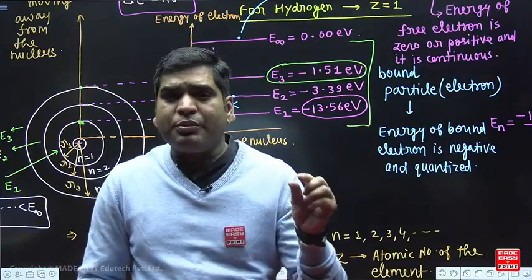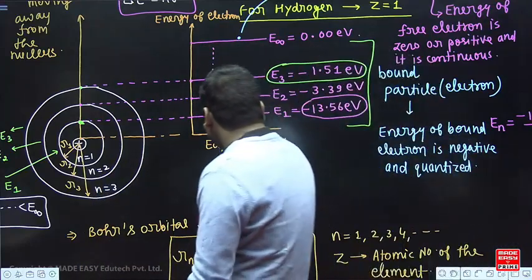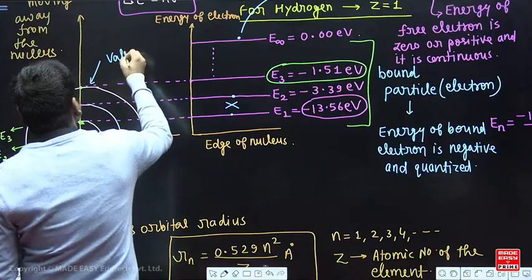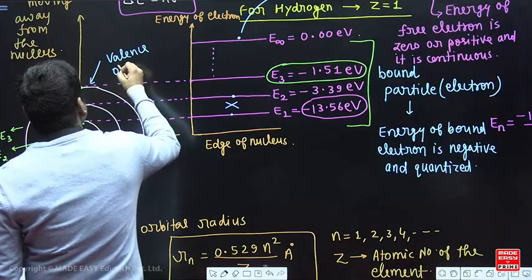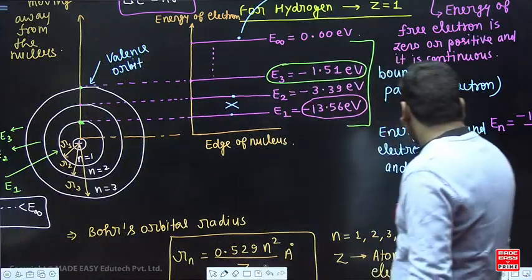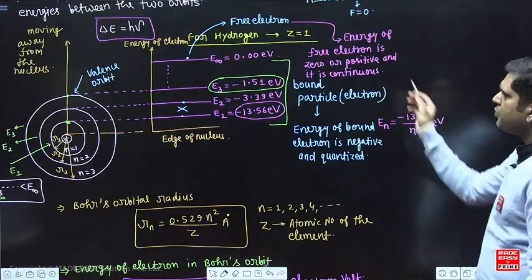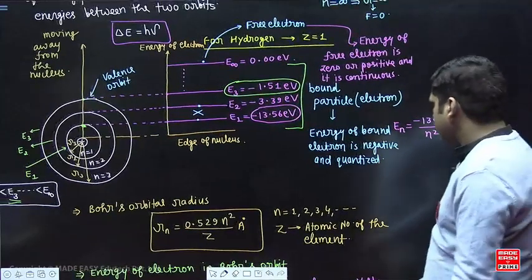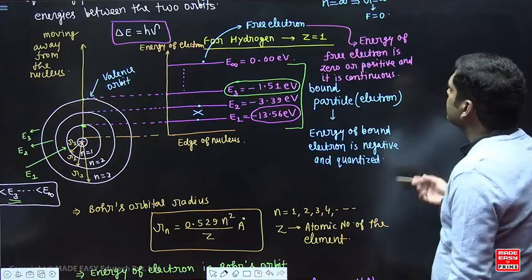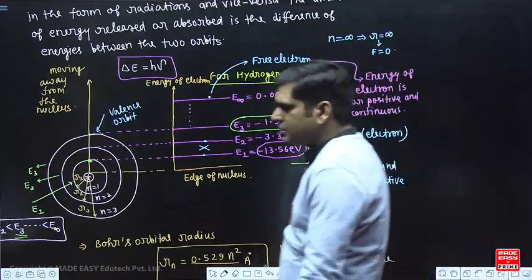The outermost orbit is known as the valence orbit, and the electrons in the outermost orbit are known as valence electrons. So from here onwards we would be interested only in the valence electrons, not in any other electron. This modification in the diagram you can write, and then we would move on to writing these things which I told you. You can write this free electron concept and bound electron concept.